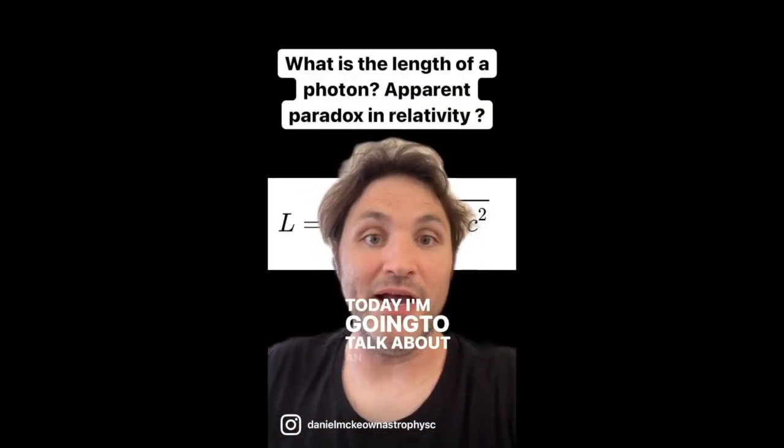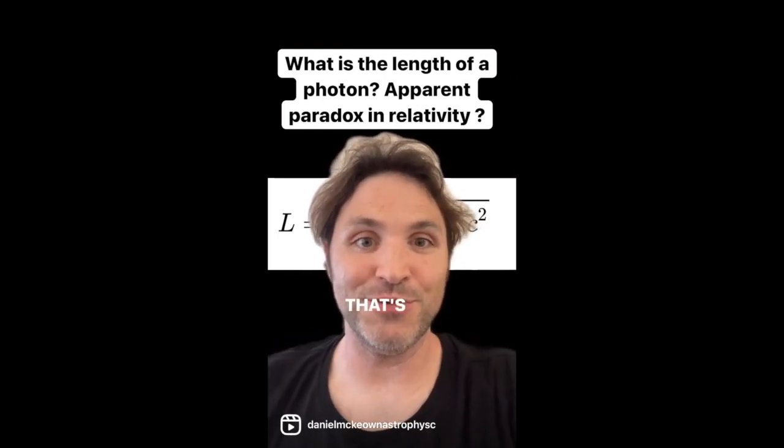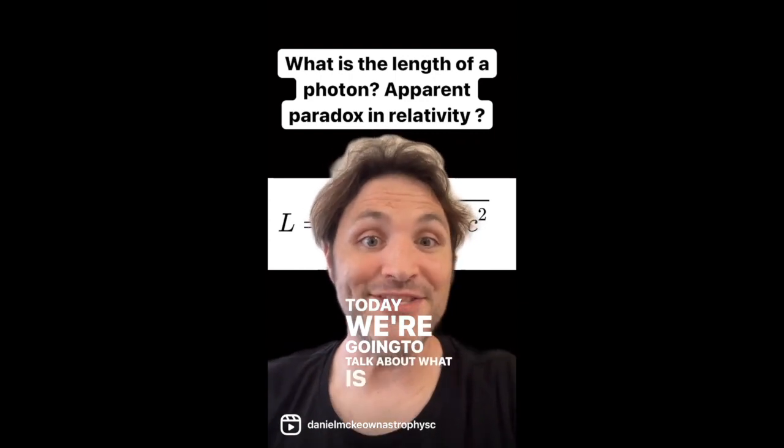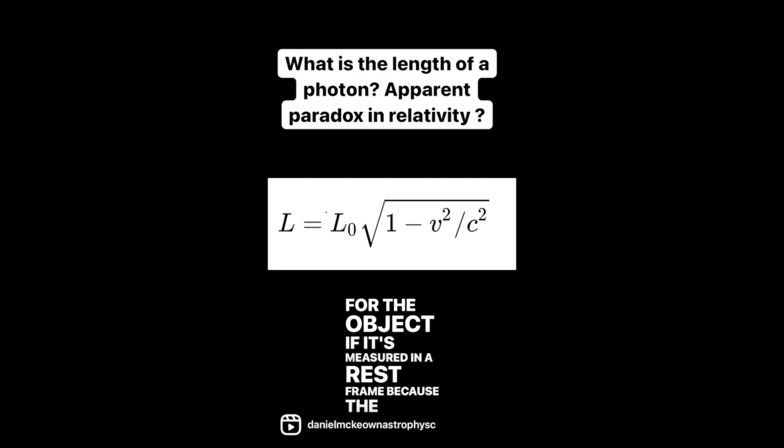Today I'm going to talk about an apparent paradox in relativity and its resolution. That's right, today we're going to talk about what is the length of a photon. So here we have the formula for length contraction. L0 is the length of the object in its moving frame. L is the length of the object as measured by a person at rest. As you can see here, the formula will show a shortened length for the object if it's measured in a rest frame, because the original length L0 is multiplied by that factor in the square root, so it's less than 1.